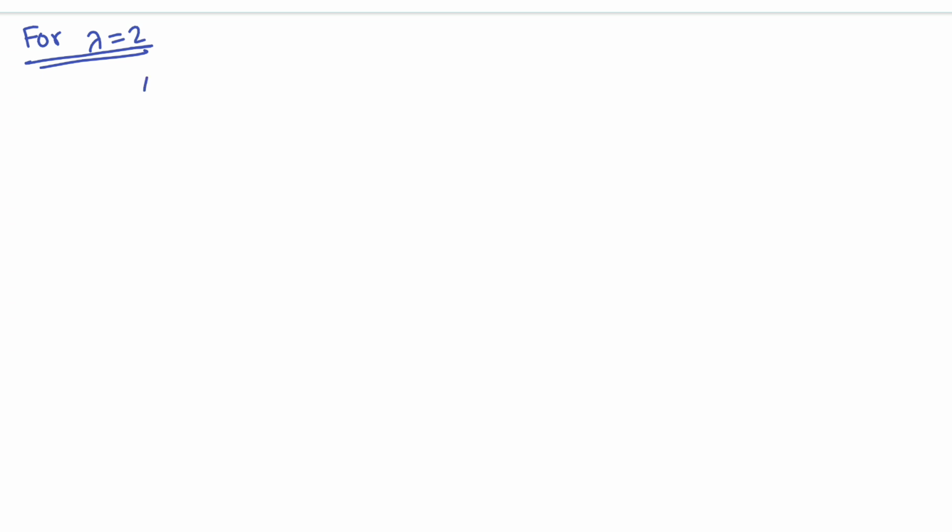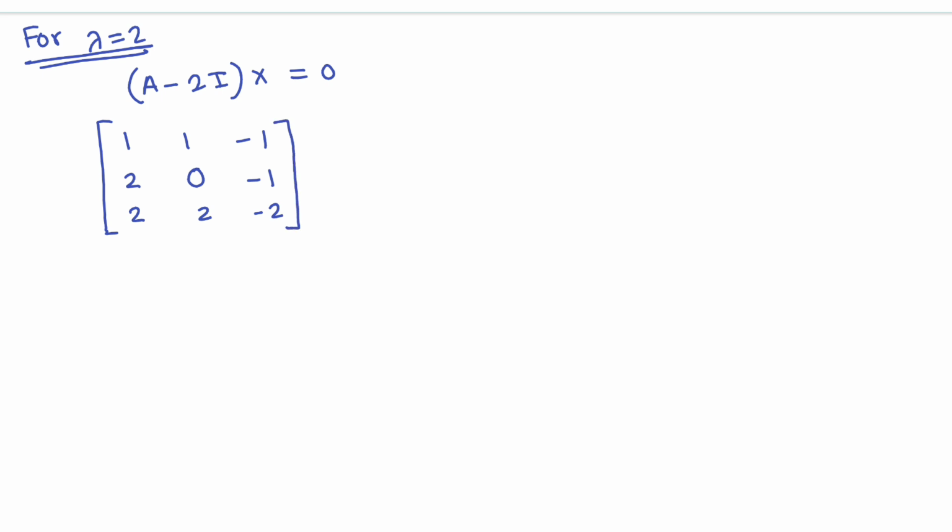So obviously (A minus 2I) into x equals 0. A minus 2I means you just have to subtract 2 from the diagonal of the original matrix, so you will get 1 1 minus 1, 2 0 minus 1, 2 2 minus 2, and this times x1 x2 x3 equals 0 0 0.